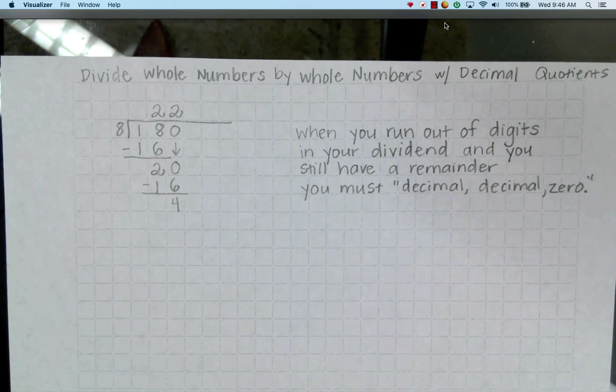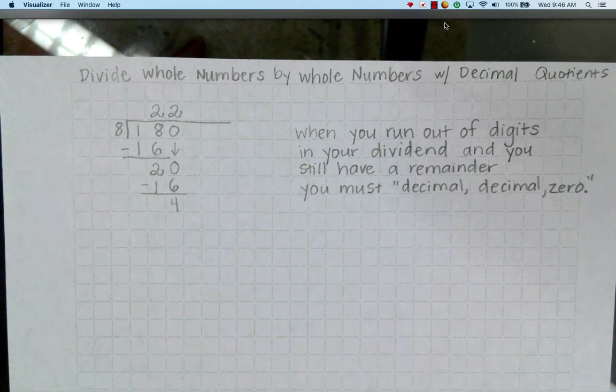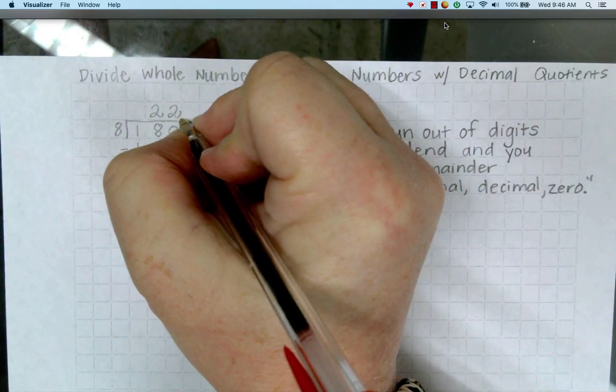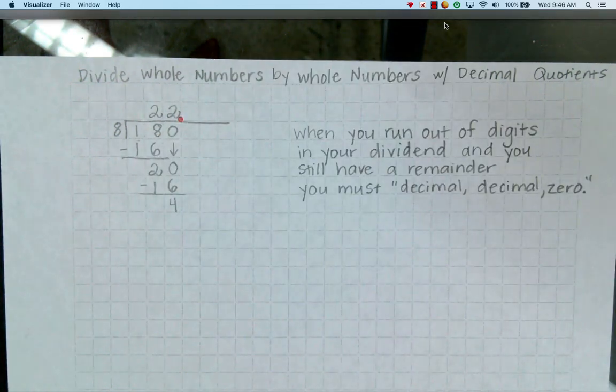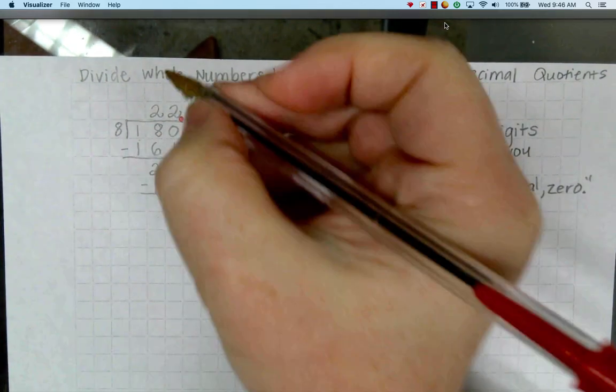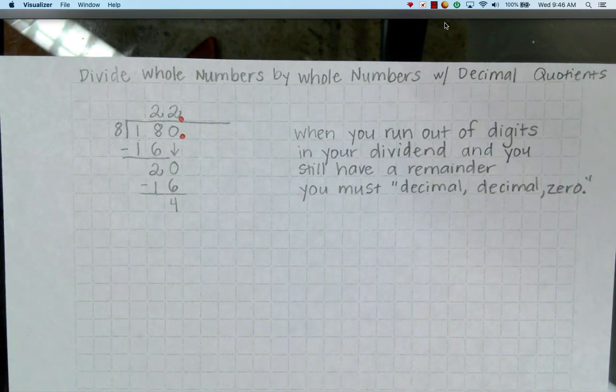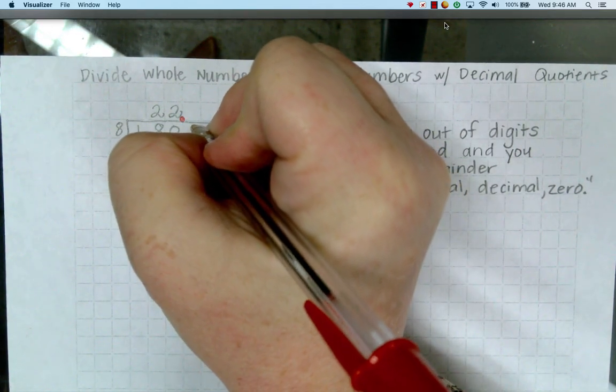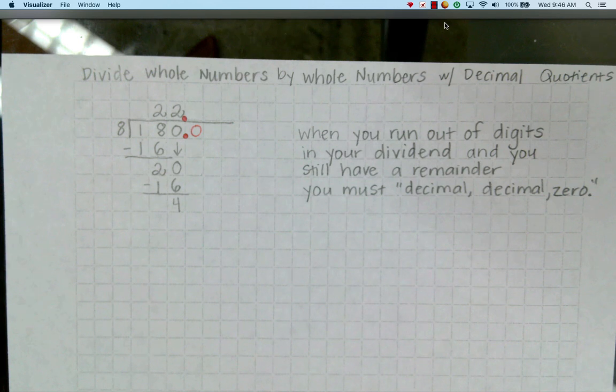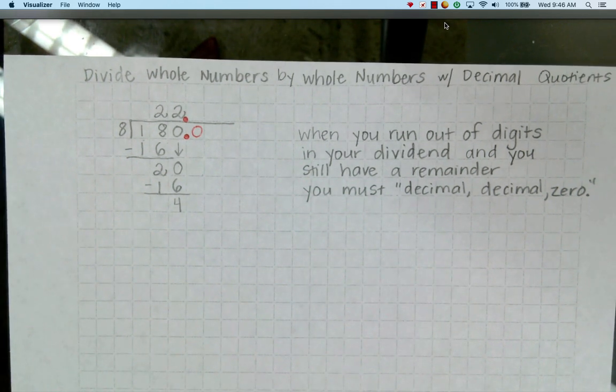Okay, so when I say decimal, decimal, 0, I'm going to bring in my red pen. You guys can do the same. And I'm bringing in this red pen to emphasize the change that makes this different from dividing whole number by whole number. So now, you put a decimal behind the last digit of your quotient. That's the first decimal. You put a decimal behind the last digit of your dividend, okay? That's your second decimal. Then you add a 0 right behind that second decimal because you need another digit in your dividend, and when we add it, that has to be a 0.